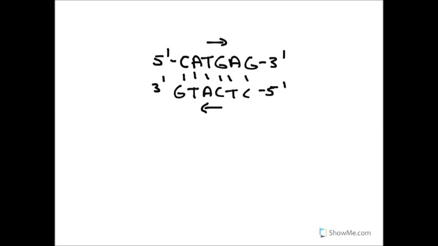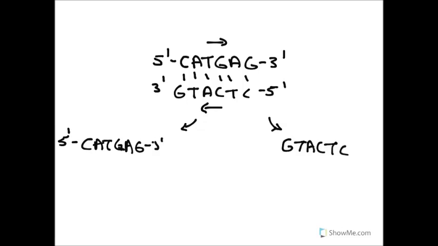We can only add to the 3' end. So, given that, we need a 3' end as a building block to build off of. Remember I said what happens to these is they separate, and so if I had my CATGAG here as a template, with a 5' end and a 3' end, and I had my GTACTC as a template with its 3' end and 5' end here, these will act as templates to build off the new DNA.